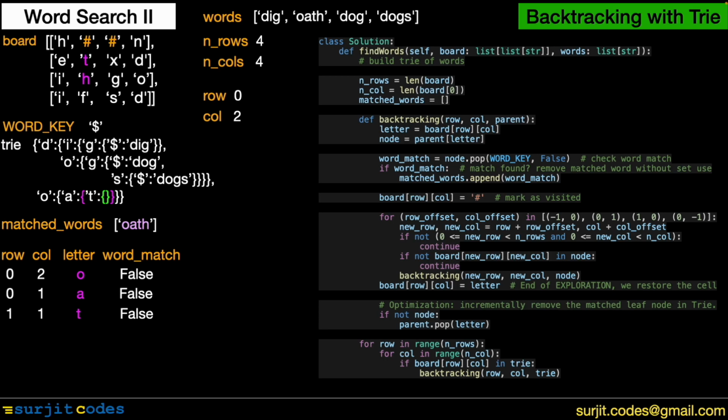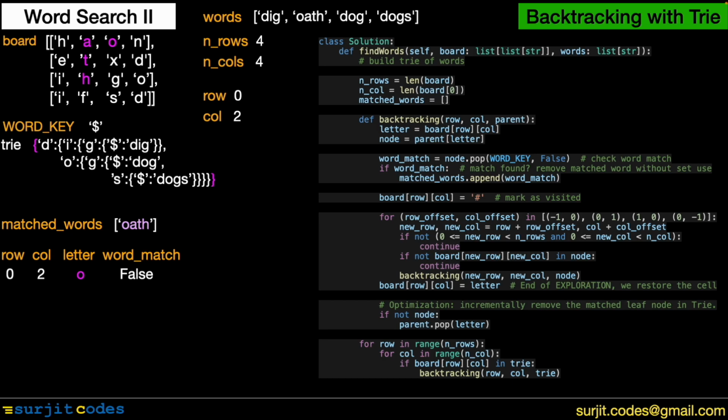We restore T at position 1 1. Node is empty, which means that there is no other word with prefix oat and we delete node T from the parent node. This call of backtracking is over. Now we restore A at position 0 1. Once again, node is empty and we remove A from parent node. This call is over. We restore O at position 0 2. Once again, node is empty and we remove key O from parent node.